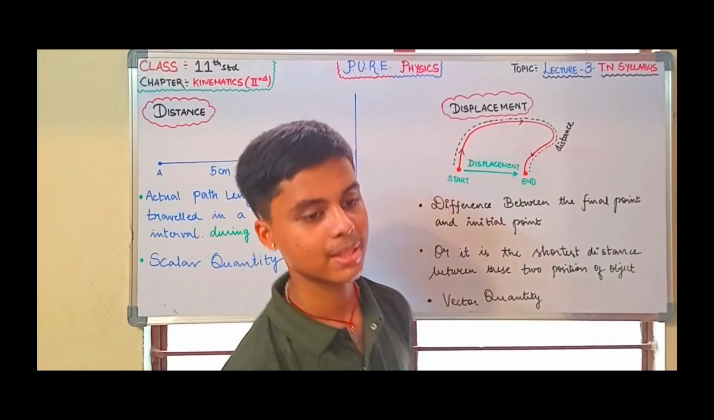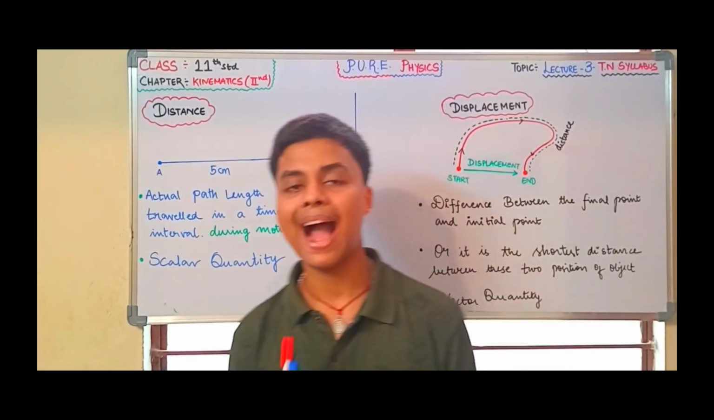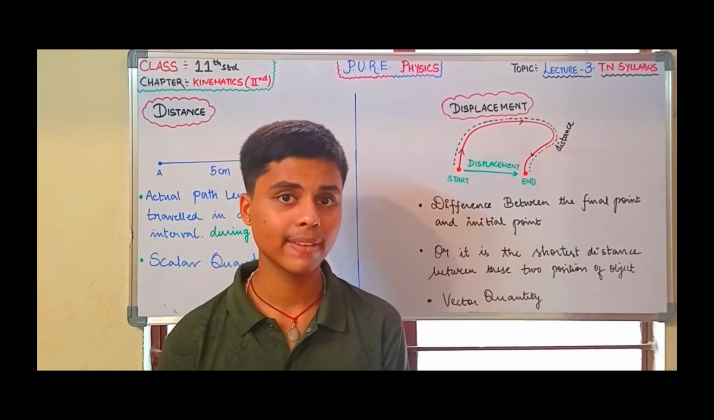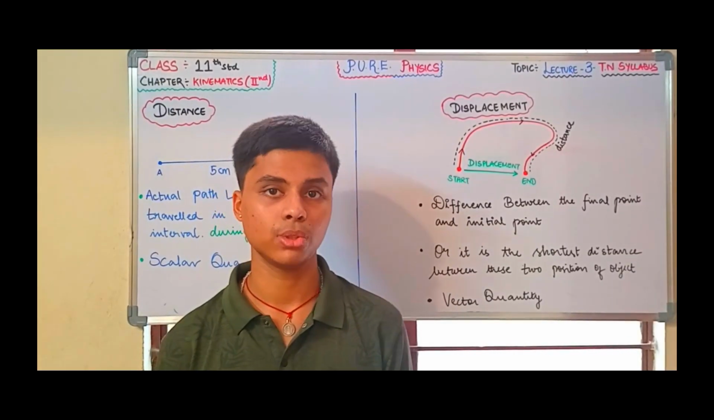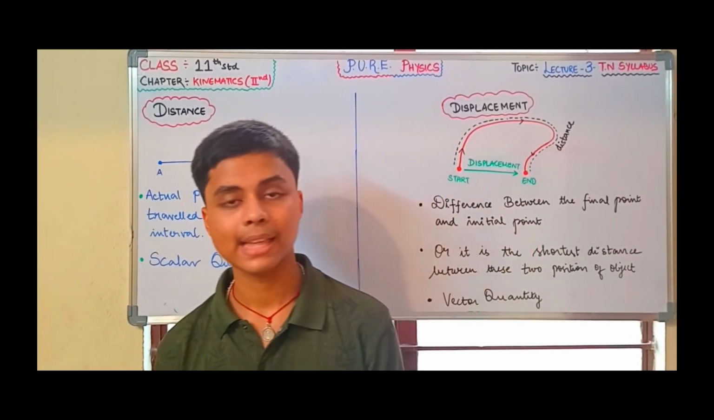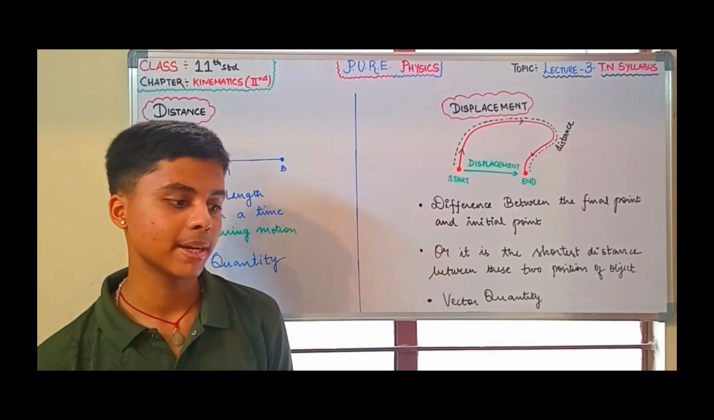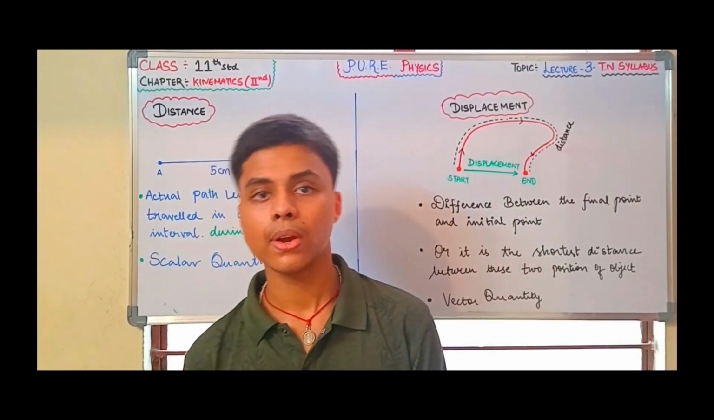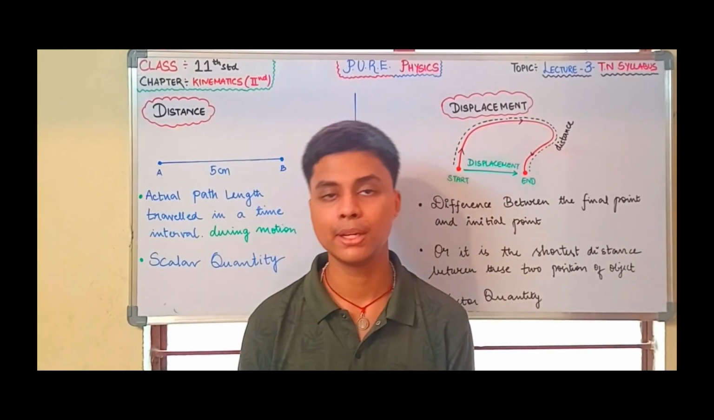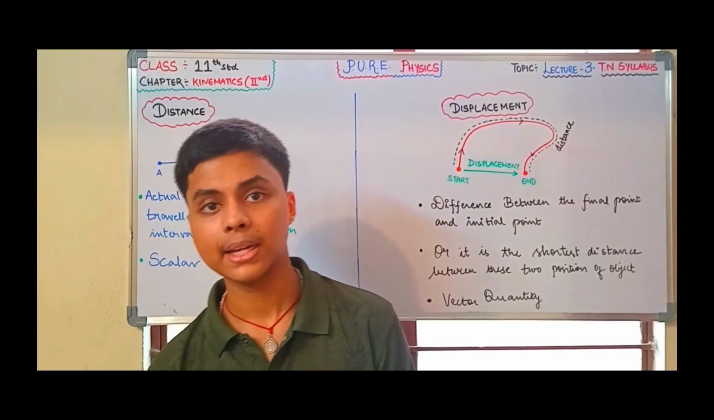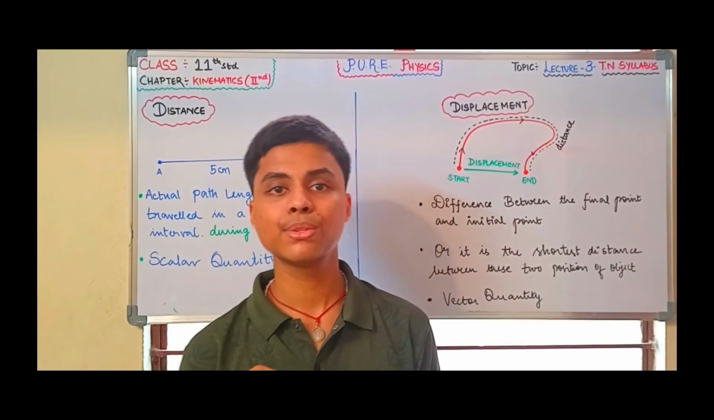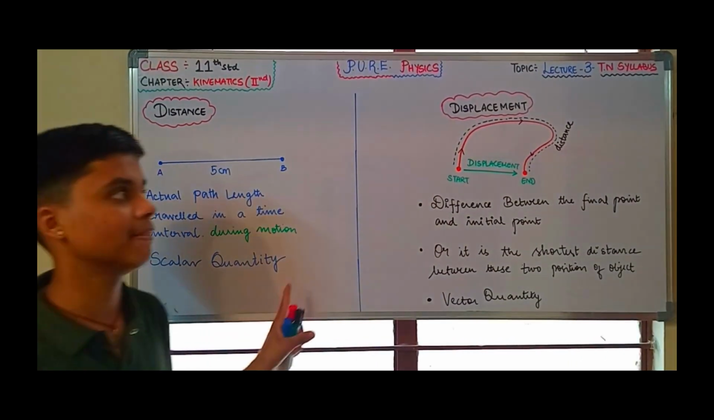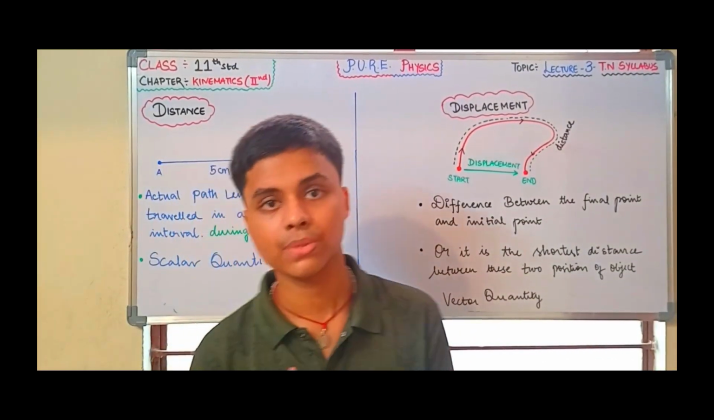So first, what is distance? Distance is the actual path length traveled by an object within a given interval of time during its motion. It is a scalar quantity because if you want to measure the two ends of a notebook or two ends of a duster, you're going to measure using a scale or a measuring tape. You will get the length, but it does not give you any direction. So it is a scalar quantity, as we have learned what is scalar and what is vector quantity in our lecture number 1.